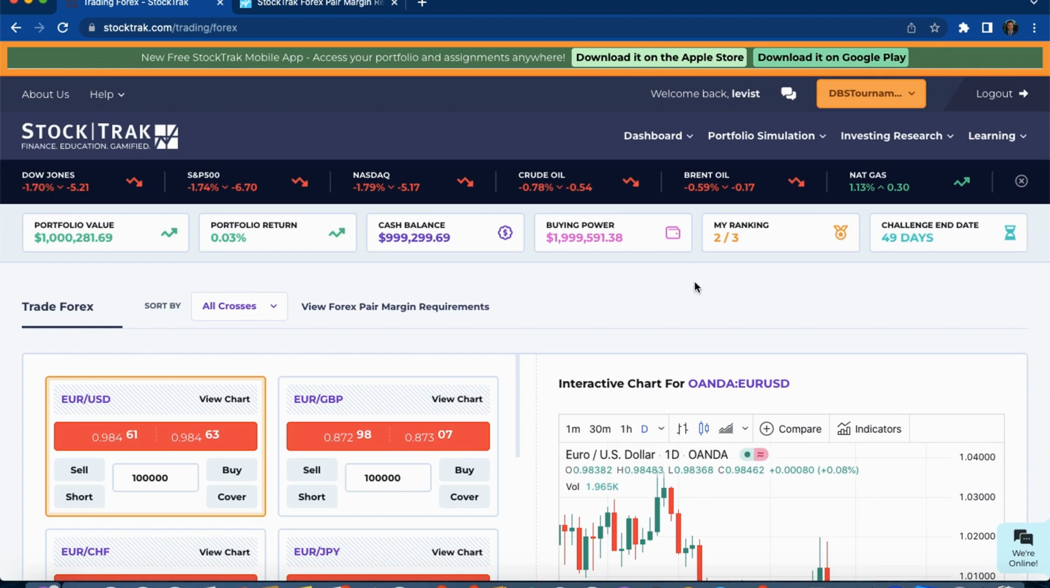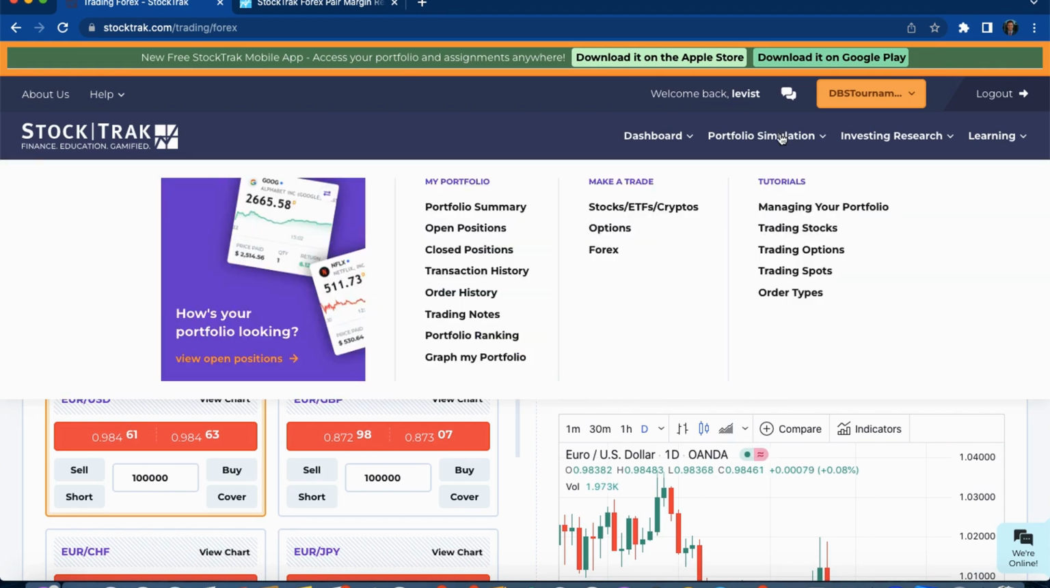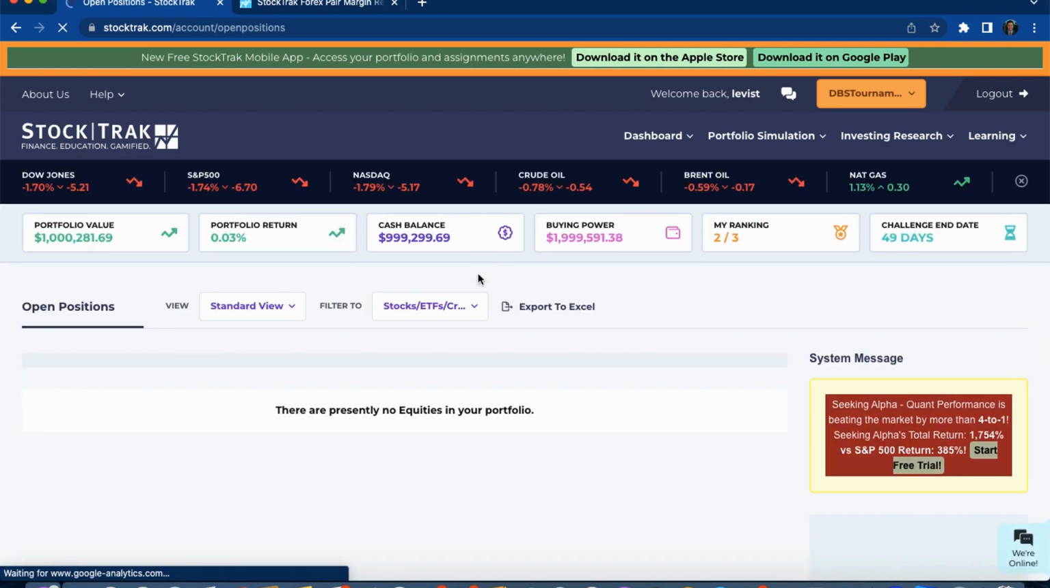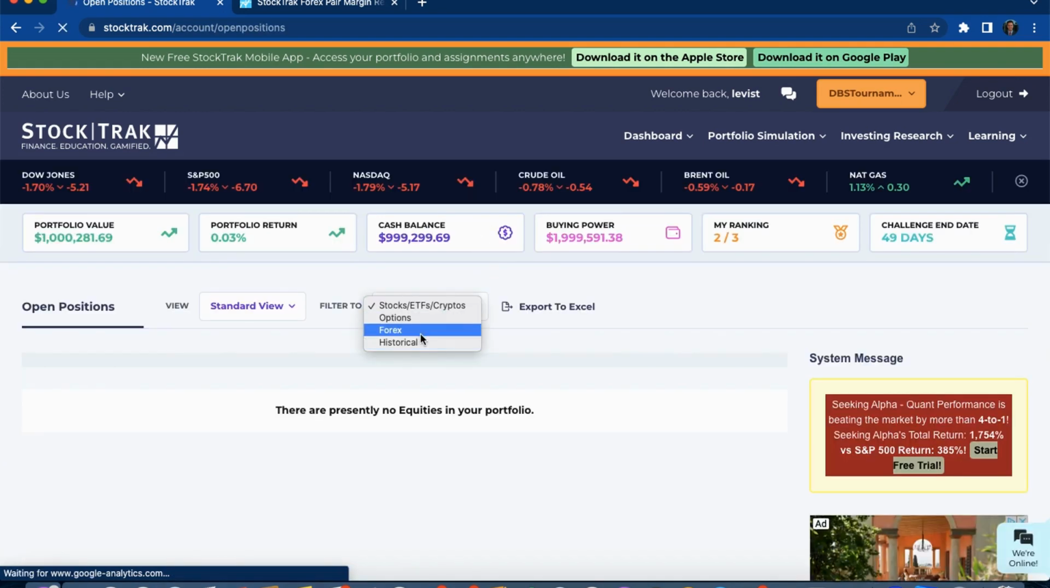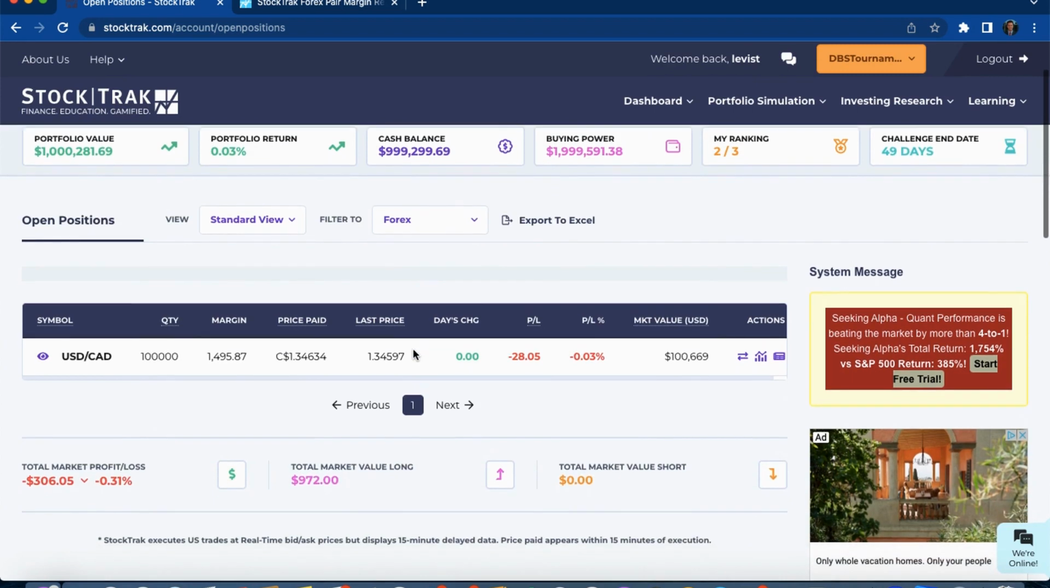If you go to the top menu again, under portfolio simulation and select open positions, once the page loads, then you filter by Forex. Okay, first thing you can notice is that the execution price was actually a little bit different than what was quoted. That happens naturally as the market price often fluctuates. Right now, you can see that the price paid is here and the last price was here, which means that right now we're a little bit in the red on this trade.